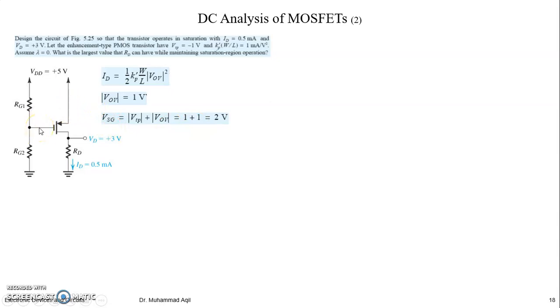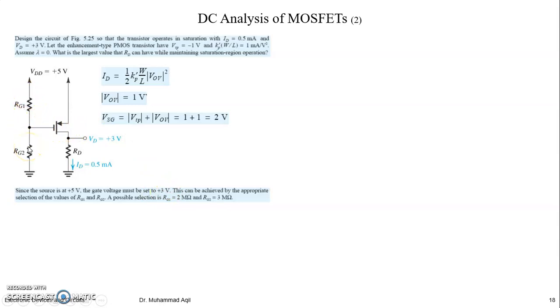VSG is 2 volt. VS is already given to us. So VSG is equal to VS minus VG, right? So 2 is equal to 5 minus VG, right? So VG is 5 minus 2, which is 3 volt. It means we must be having 3 volt here, right? So for 3 volt, we can find the values of RG1 and RG2, right?